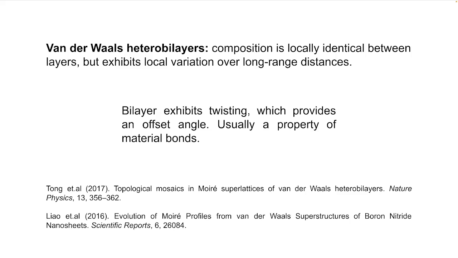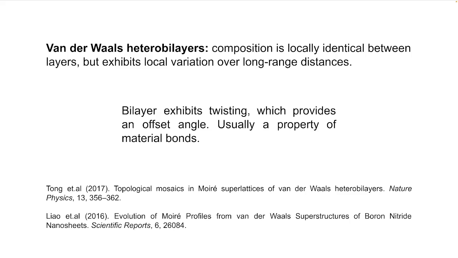There are also these phenomena called van der Waals heterobilayers. These are bilayers that are different in terms of their properties. The composition of van der Waals bilayers is locally identical between layers, but exhibits local variation over long-range distances. These bilayers, again, exhibit this twisting, where the twisting action produces this offset angle. So you have two layers, maybe a substrate and some chemical layer on top, or you have two chemical layers, and they twist against each other. They move in opposite directions, and it produces an offset angle that is sometimes the property of material bonds.